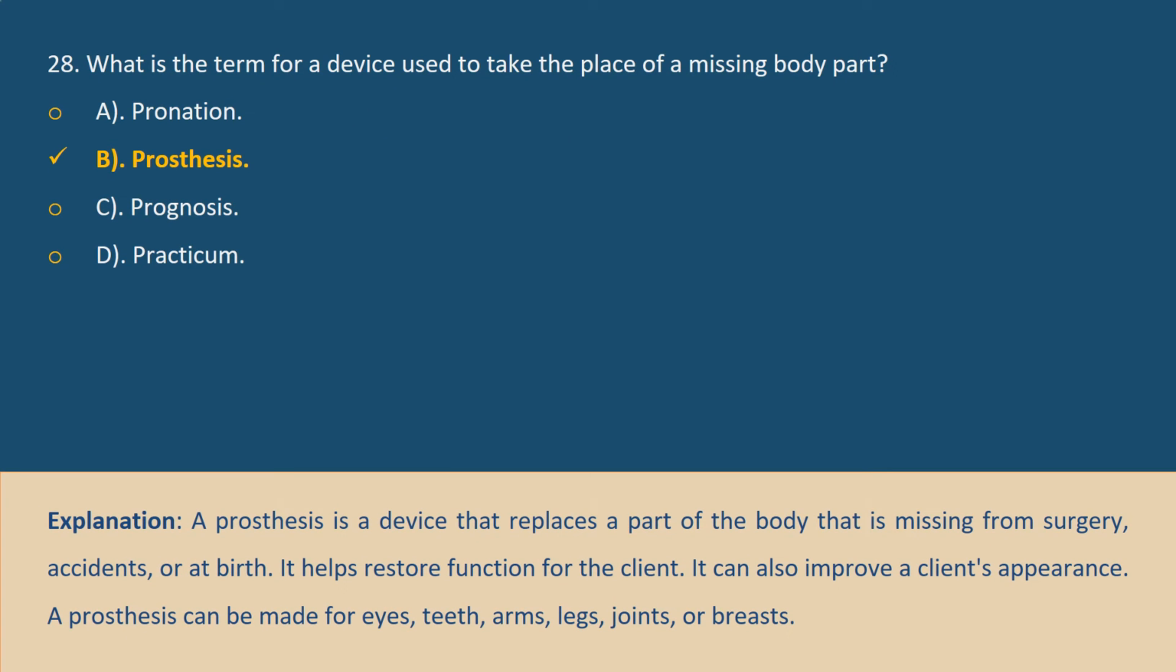Answer B. Explanation. A prosthesis is a device that replaces a part of the body that is missing from surgery, accident, or at birth. It helps restore function for the client. It can also improve a client's appearance. A prosthesis can be made for eyes, teeth, arms, legs, joints, or breast.